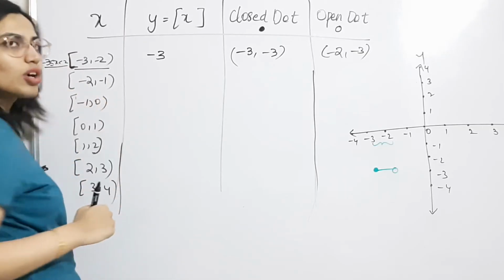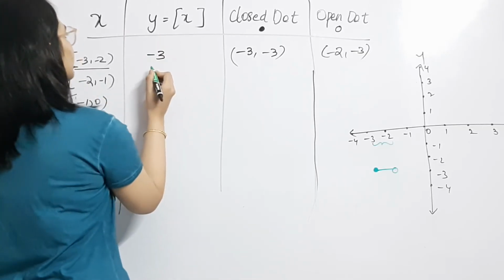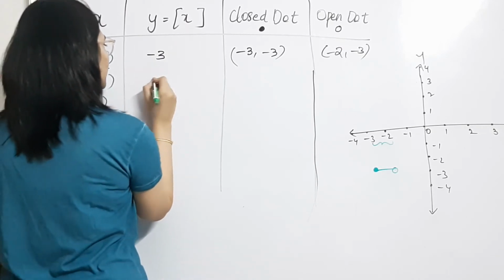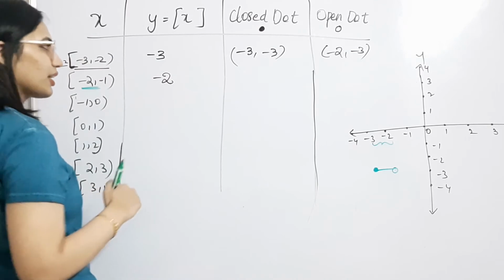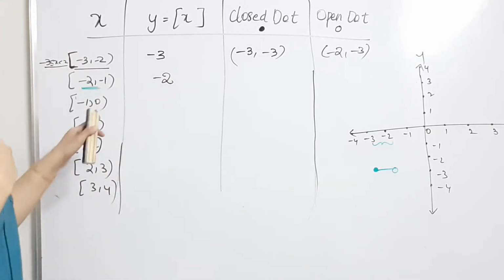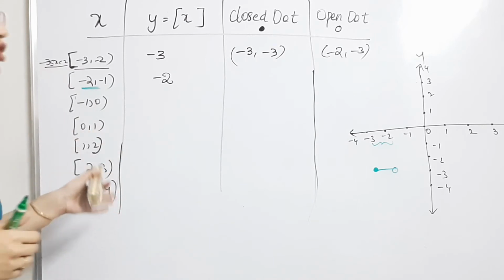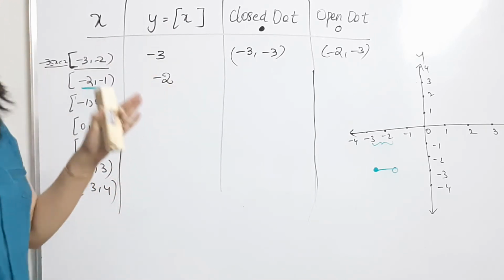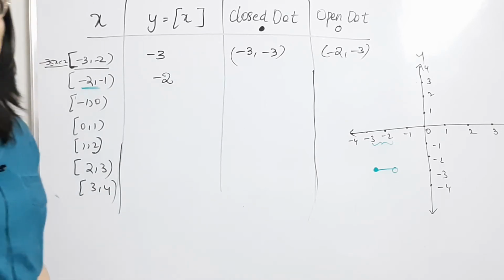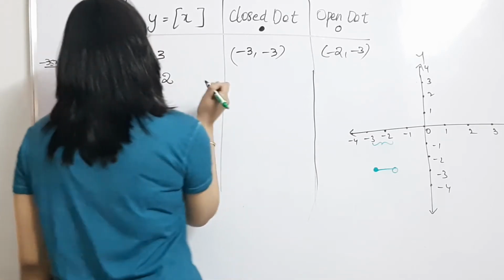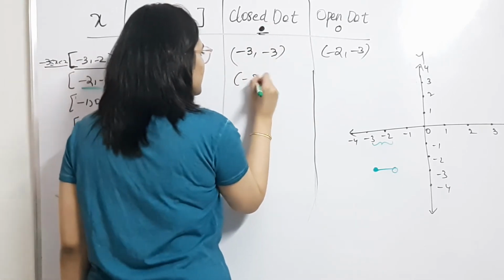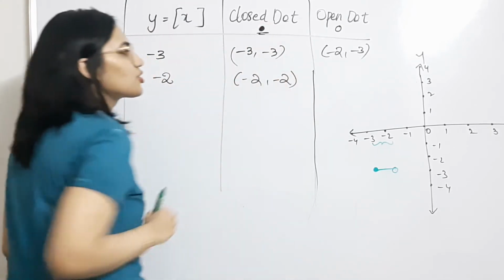Here (-2, -1). So why is it nearer to -2? We put it as -2, because x can fall anywhere between -2 and -1, but when you apply the step value, you will get -2 only, because it is the greatest integer that is less than x. Now where do we put the closed dot in this case? We put it at (-2, -2), right?